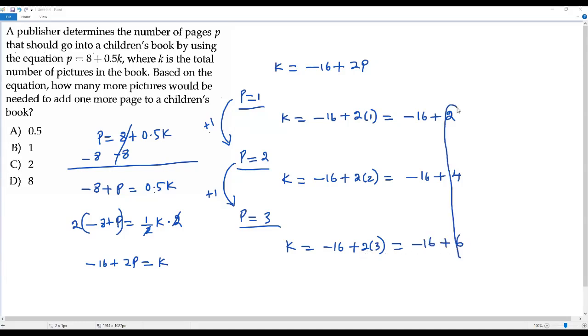Just look at the pattern over here. Every time I add one more page to the children's book, the total number of pictures in the book increases by 2. Look at here: 2 to 4 and 4 to 6. So clearly, to add one more page to the children's book, we need to add 2 more pictures. So we find 2 in option C. So the correct answer choice for this question is option C.